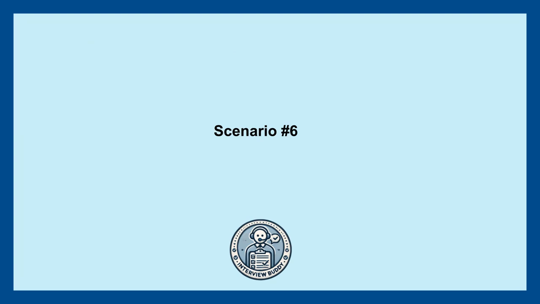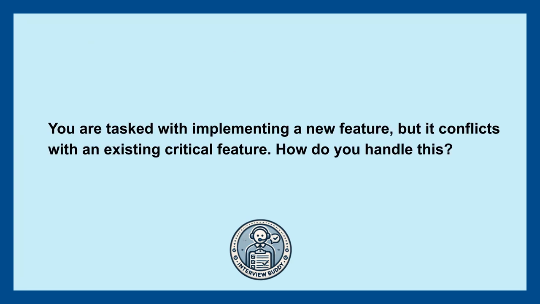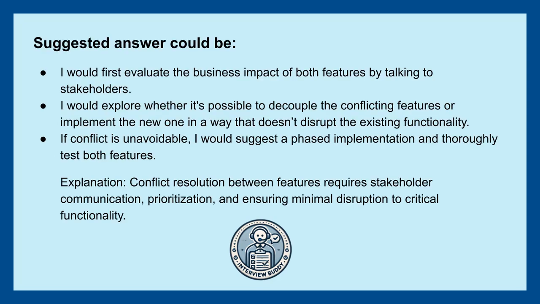Scenario number 6. You are tasked with implementing a new feature, but it conflicts with an existing critical feature. How do you handle this? I would first evaluate the business impact of both features by talking to stakeholders. I would explore whether it's possible to decouple the conflicting features or implement the new one in a way that doesn't disrupt the existing functionality. If conflict is unavoidable, I would suggest a phased implementation and thoroughly test both features.